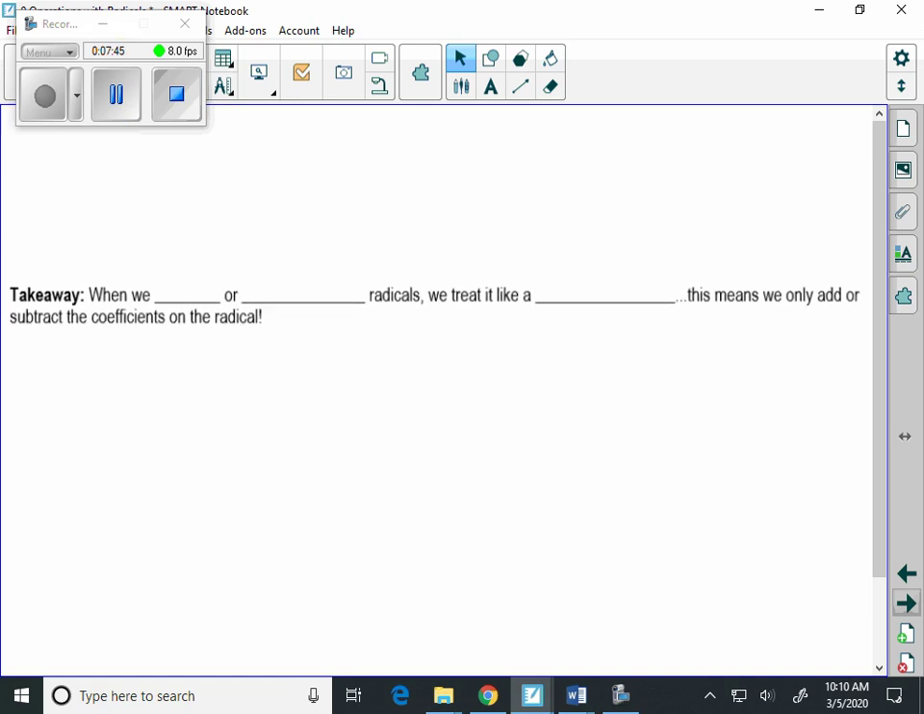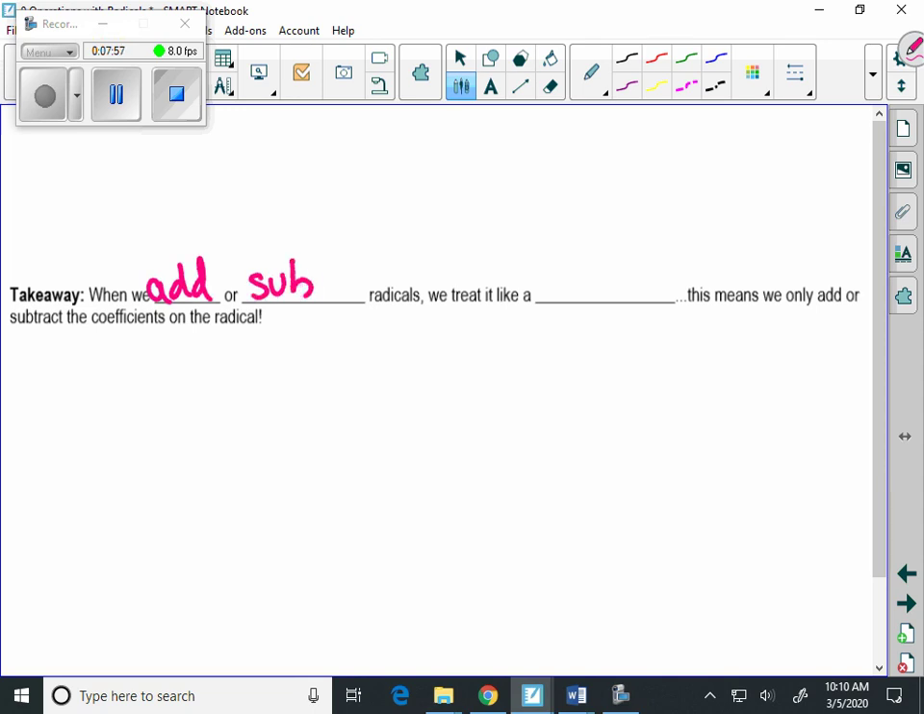So again, to simplify, when we add or subtract radicals, we simply treat the radical like a variable. So this means that we add or subtract the coefficients when we've got a square root, and we keep the radical. We did the same thing on our very first example. When we had the x squared, we added or subtracted, then we kept the x squared.